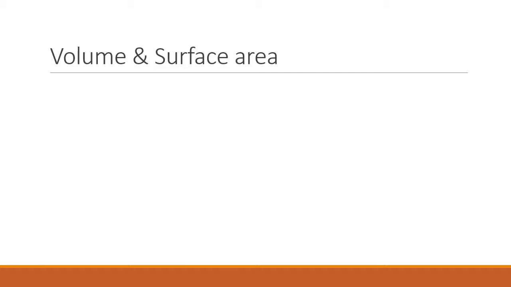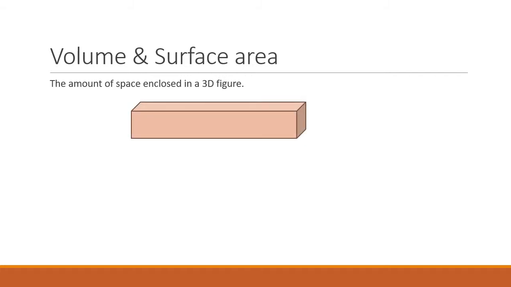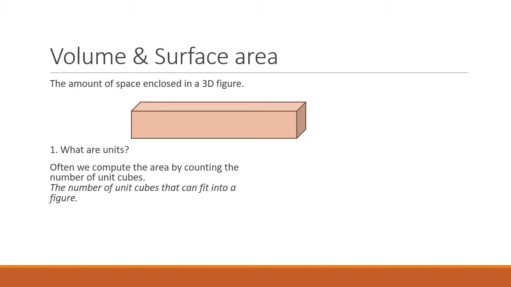Now let's talk about the volume and the surface area, which is a 3D analog of the area and the perimeter. So the volume, you can think of it as the amount of space enclosed in a 3D figure. So if I have this kind of box, I can imagine how much stuff I can stuff into a box. So what are the units? So often we compute the volume by counting the number of unit cubes. So you can think about this kind of orange cube and imagine how many orange cubes you can fit into this box. And in that way, you can describe the volume as the number of unit cubes that can fit into a figure.